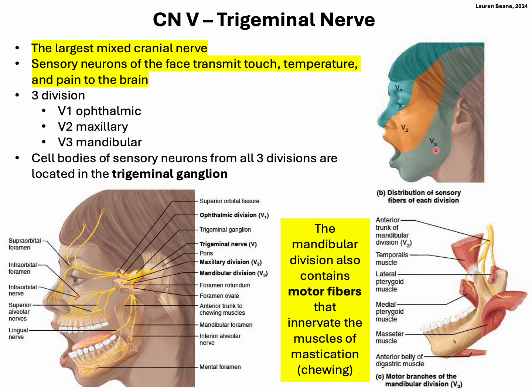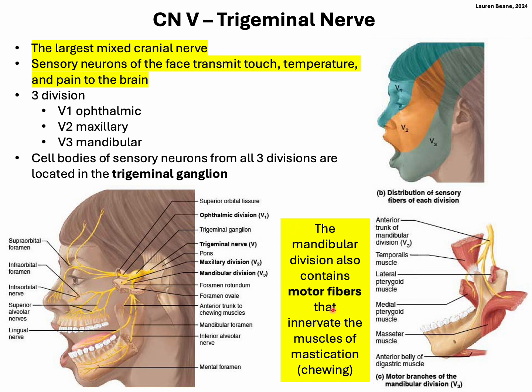3 areas of innervation. For sensory neurons, it's innervating the face to transmit touch, temperature, and pain. So, kind of our basic general sensory information.